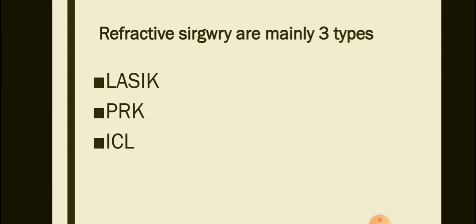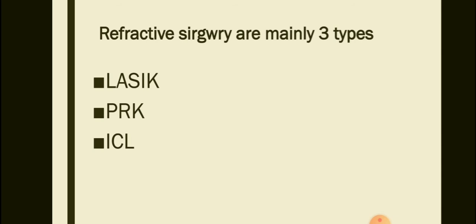There are three types of refractive surgery. There is LASIK, that is laser assisted in situ keratomileusis, PRK, photorefractive keratectomy, and ICL, intraocular collamer lens implantation. So before performing refractive surgery on a person, there are some criteria: the age of the patient should be more than 18 years, and there should not be any fluctuation of visual acuity, that is refractive error. His refractive error should be in a stable position, then only refractive surgery can be performed.